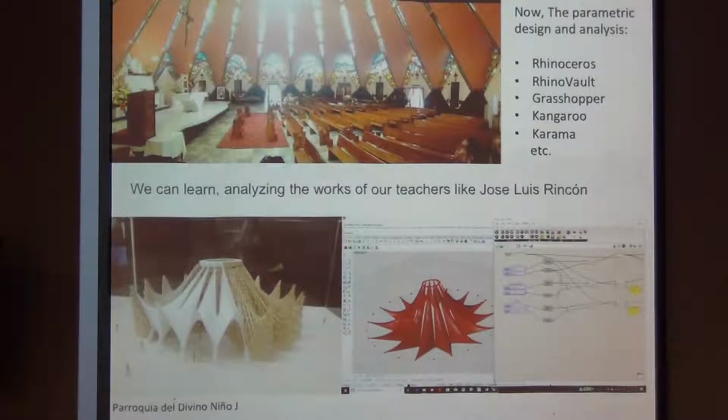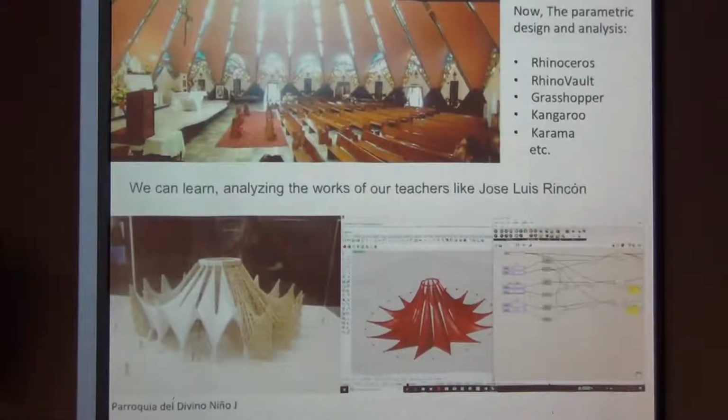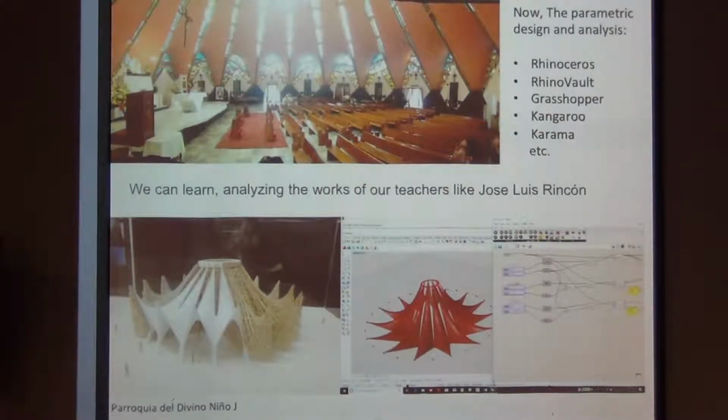And in this workshop, one image from the workshop from 2 years ago, for Tonda, to remember Tonda, we analyzed the Parroquia del Divino Niño, the church built by Tonda and Professor Rincon, and understand the implication of changing the form, or parameterizing only the geometry and seeing the mechanical analysis.